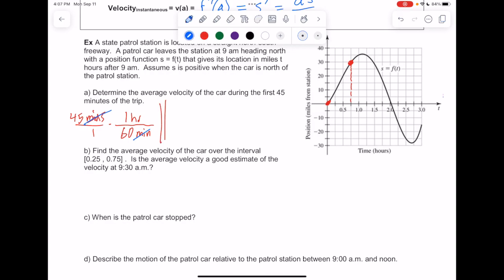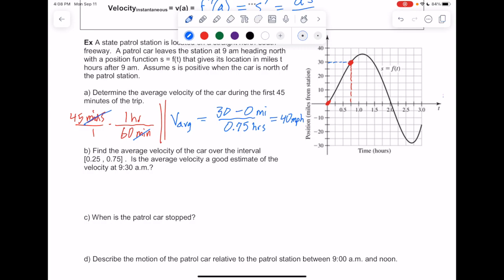So we can do that by saying average velocity equals the ending position, which if you look at the height where we ended, or really the distance north of the station, was 30, minus where we started, which was a height of 0, divided by the change in time, which is 0.75. And then we'd also want to think about the units. It's 30 minus 0 miles, and on the bottom it was 0.75 hours. And 30 divided by 0.75, if you do the math on that, is 40, and 40 what? Miles per hour, because we have miles in the numerator and hours in the denominator.